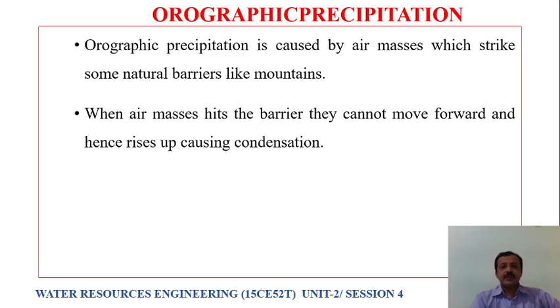Next is orographic precipitation. What is this orographic precipitation or orographic rainfall? Orographic precipitation is caused by air masses which strike some natural barriers like mountains.